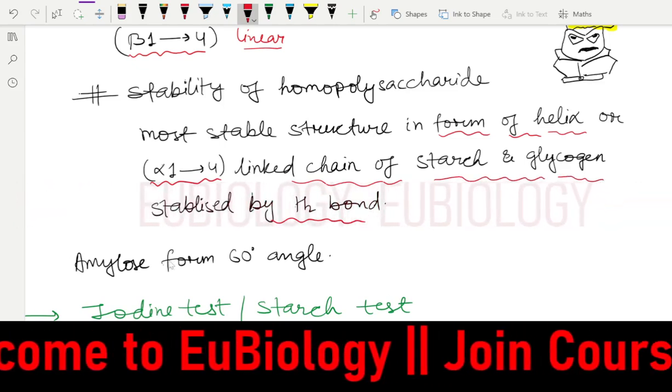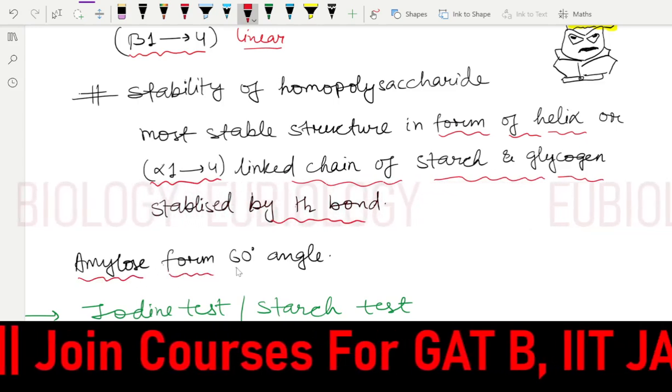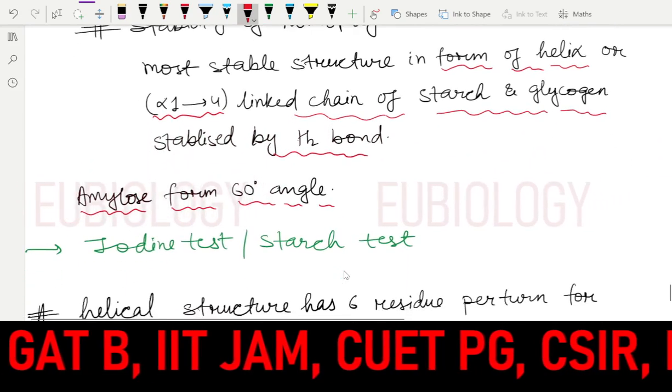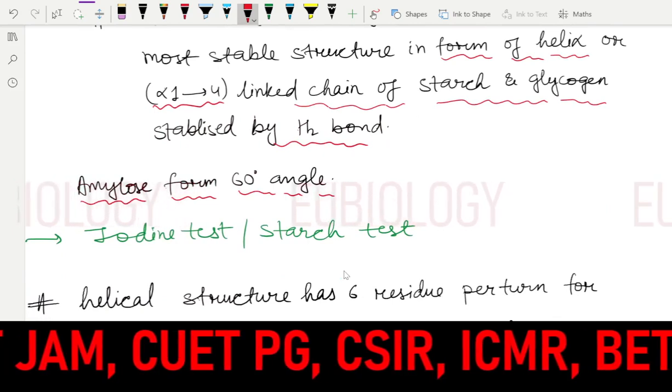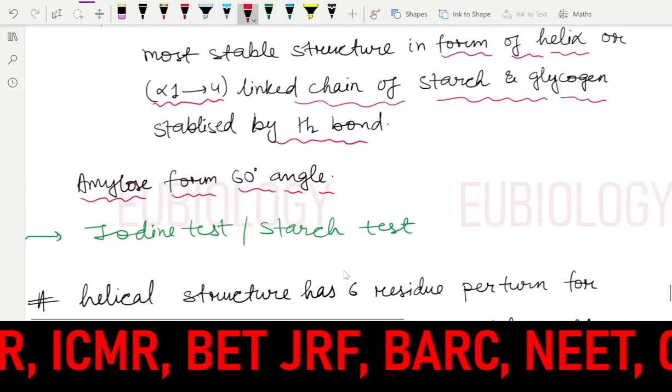Mostly if you see amylose, it has a 60 degree turning angle for its stability. From one glucose molecule to another glucose molecule, there is a turning. Yes or no? There is a turning between two glucose molecules, and that is 60 degrees.